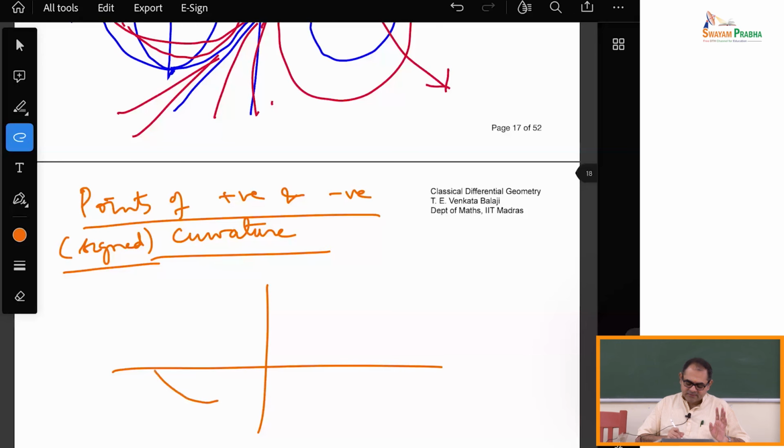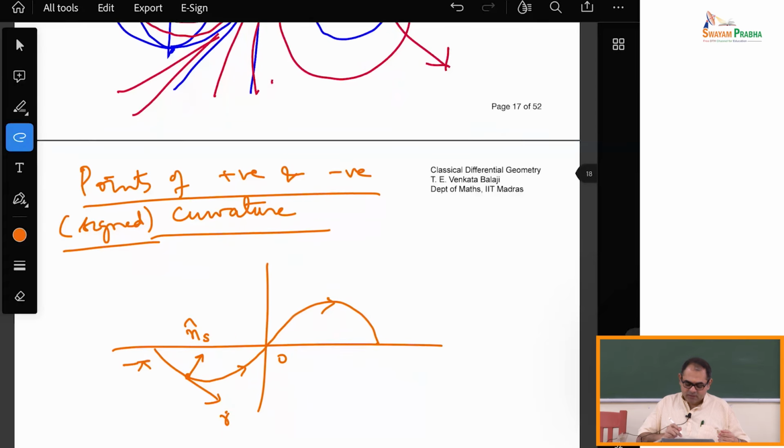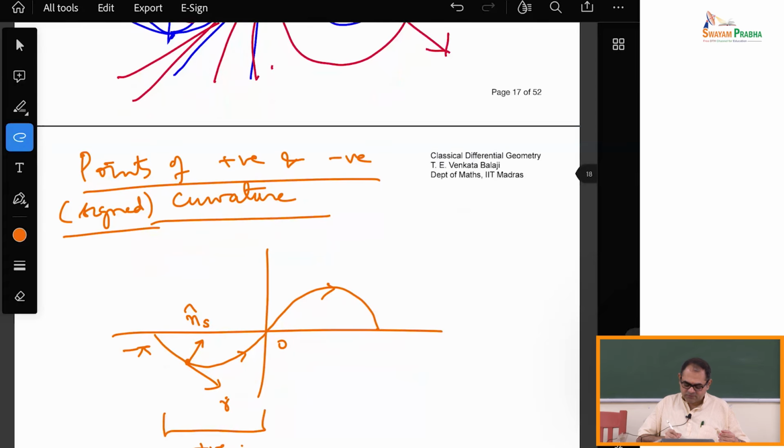If you look at the curve like this, when you are on this arm of the curve, which is from minus pi to 0, this is the tangent, assuming that you are moving along the curve like this. The signed normal will be like this. So this is gamma dot, and this is Ns, the signed normal. You see the signed normal is actually pointing in the right direction. The circle of curvature is above. The center of curvature is above. So from here to here you will have positive curvature.